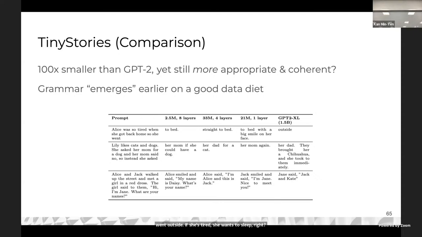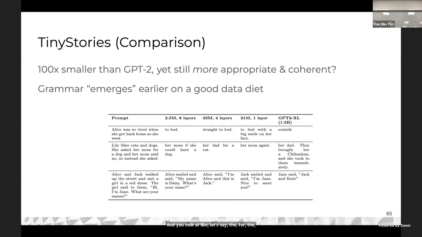Now, Lily likes cats and dogs. She asked her mom for dogs, and her mom said no. So instead, she asked her dad. They bought her a chihuahua, and she took to them immediately. It's kind of right, but not really, right? And you look at, let's say, the completion for TinyStories. So she asked her mom again, okay? So she asked her dad for a cat. Okay, fine, ask a different parental figure, right?